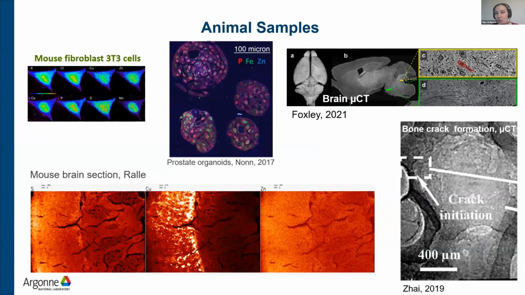We have a variety of animal samples we've been working with so far with our users, starting from single cells, three-dimensional or two-dimensional cell cultures. We've been visualizing tissue sections from a variety of clinical applications. And we've been using X-ray fluorescence for larger samples as well as micro-CT. So here on the bottom left, we have elemental distribution through the mouse brain section using X-ray fluorescence microscopy.